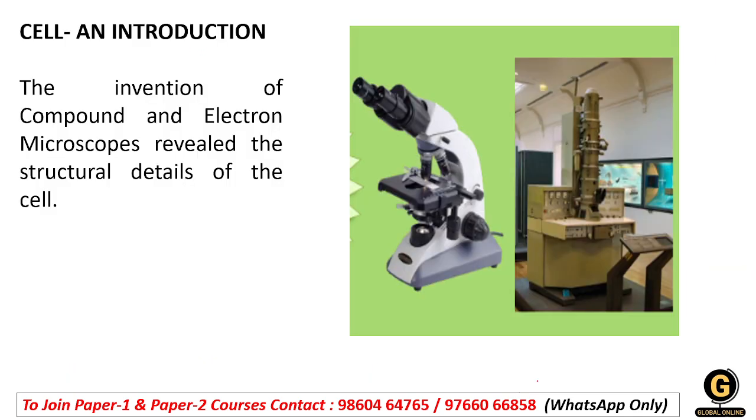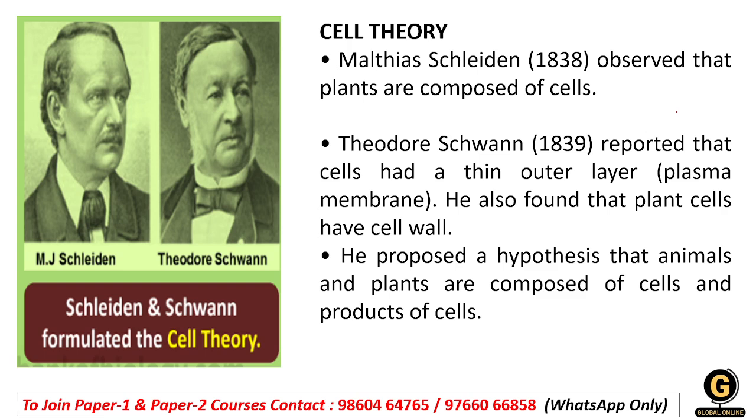Now, what made it possible to observe the cell, students? It was due to the invention of the compound and the electron microscope, because due to these microscopes we can observe the detailed structures of the cell. So the invention of the compound microscope and the electron microscope gave detailing about the cell. Next comes the cell theory.